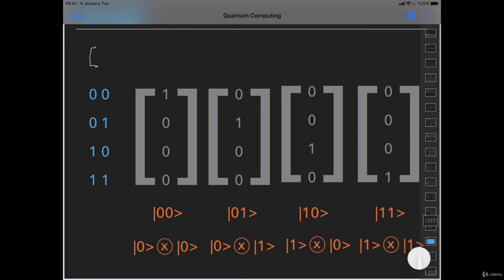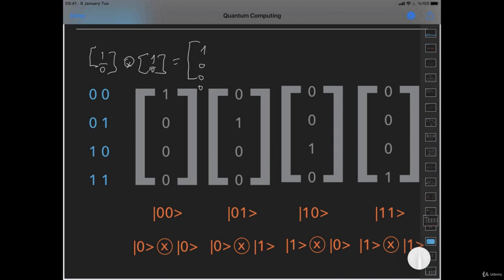So remember cat 0 over here. What was cat 0? It's [1, 0], right? So if we get the tensor product of cat 0 and cat 0 together, let's see what we have as a result. Remember how we do the tensor product. First of all, we take the first element of the first matrix and multiply it with the second matrix, and so on.